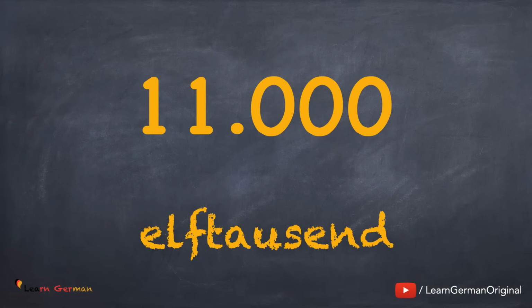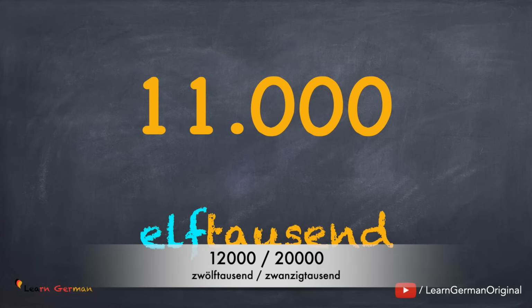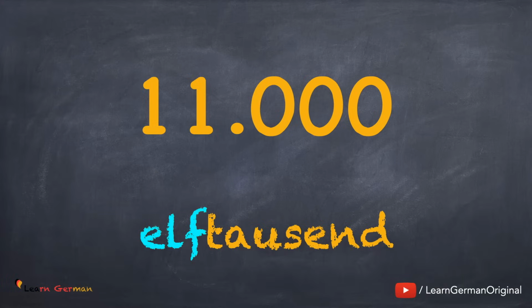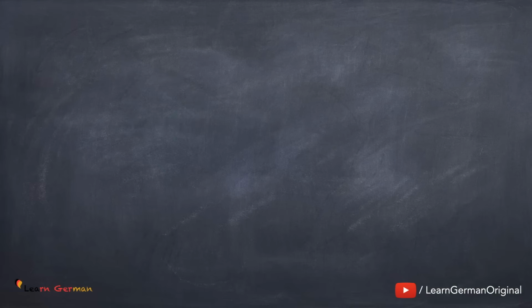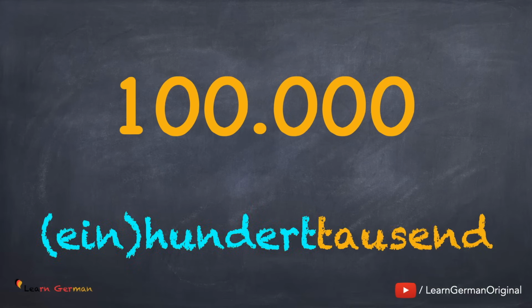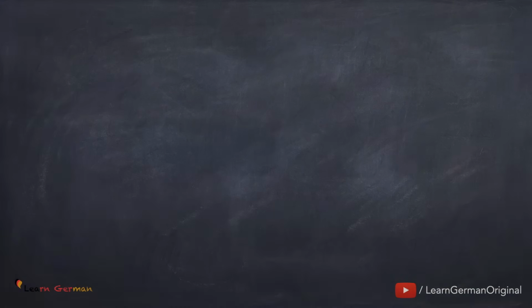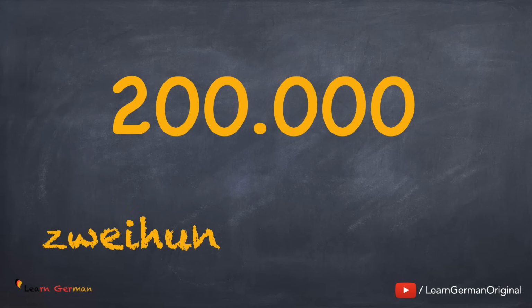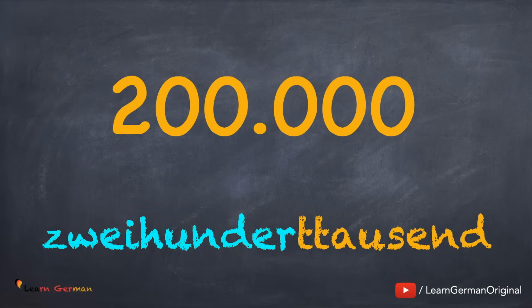11.000. Noch einmal 11.000. Similarly, you can say 12.000, 20.000, 30.000, 80.000, and so on. Now let's come to a bigger number. 100.000 oder 100.000. Similarly, 200.000. Noch einmal 200.000.